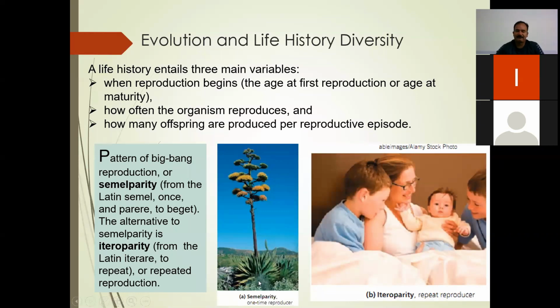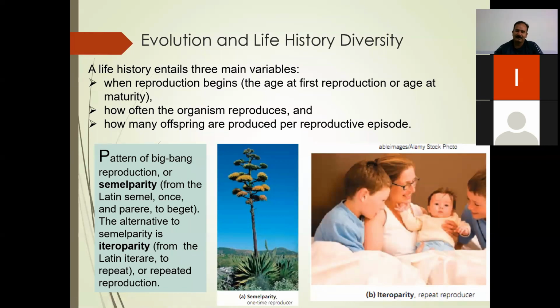We have an example of this in the cactus plant. This is the inflorescence of a cactus plant which bears flowers, and these flowers convert into young ones on the inflorescence. During the rainy season or strong winds, these young ones drop down and start a new life, whereas the parent body ultimately dies after the production of young ones. Similarly, you have already studied the example of pink salmon.